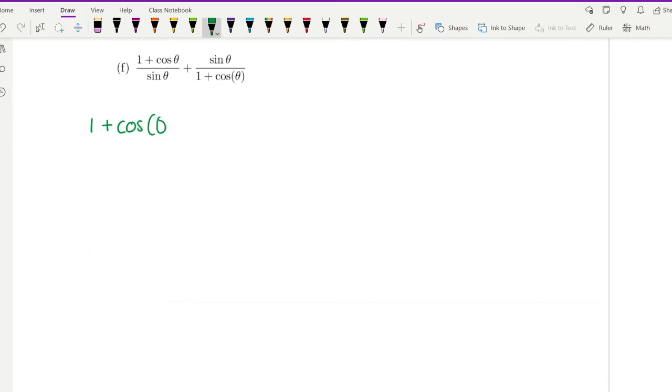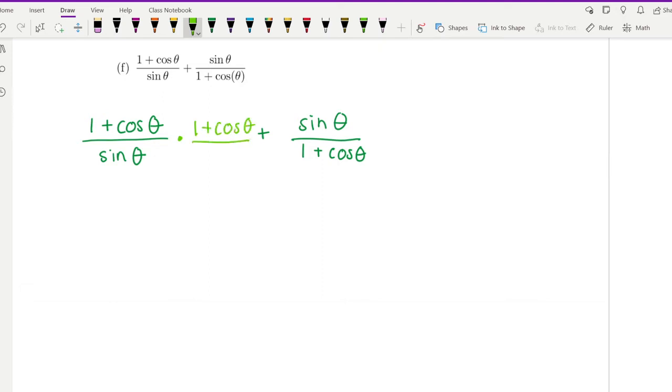Well, it's going to be the product of the two denominators we have, right? So I'm just going to rewrite this and put some space for us to create that common denominator. That's why I'm leaving this big space here. So the common denominator is just going to be the product of these two denominators. We want to multiply this one by 1 plus cosine of theta over 1 plus cosine of theta. And we want to multiply this one by sine of theta over sine of theta, because that's going to give us now a denominator of sine of theta times 1 plus cosine of theta.